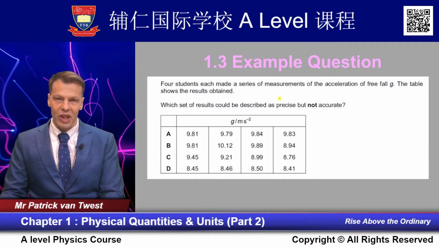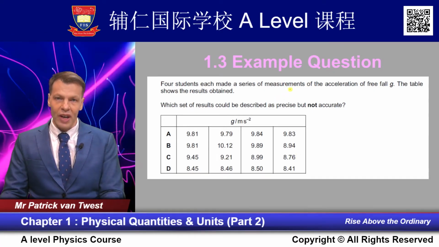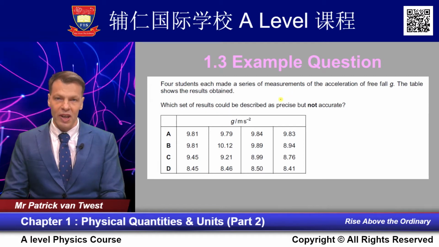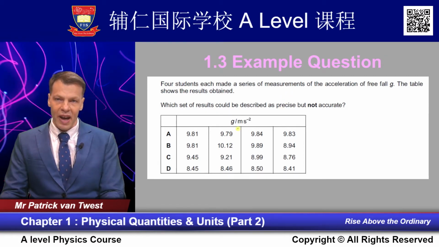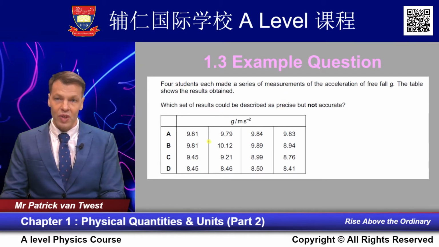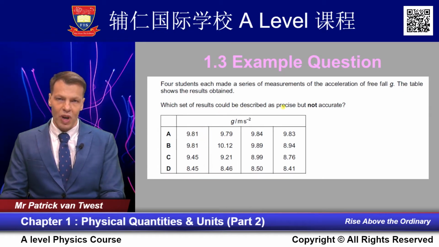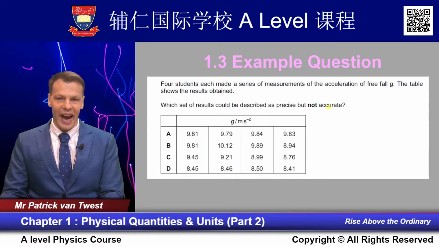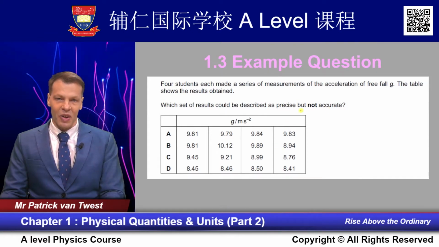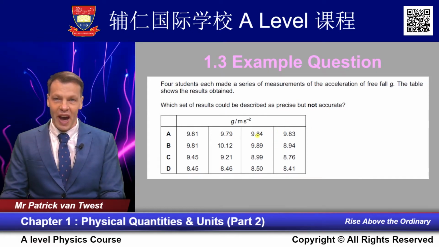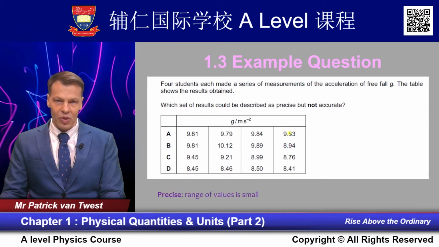Okay, so here's an actual exam question that you could try. So I encourage you maybe just pause the video here, try this, and see if you can work out which set of these results, 4 results, A, B, C, and D, which ones could be described as precise but not accurate. Okay, I hope you paused and tried that. How did you go? Well, this is how I would do this question.